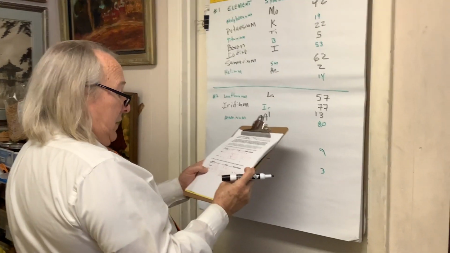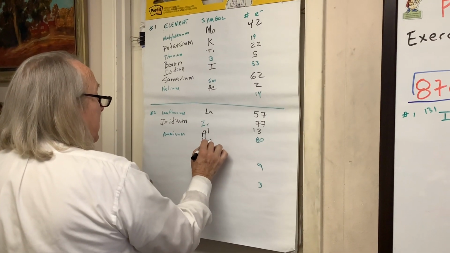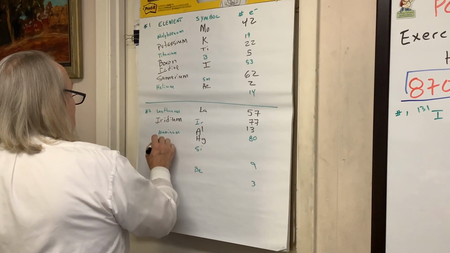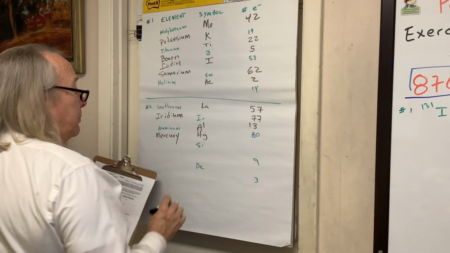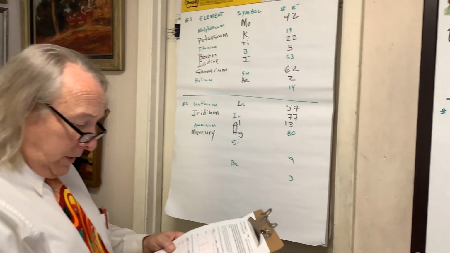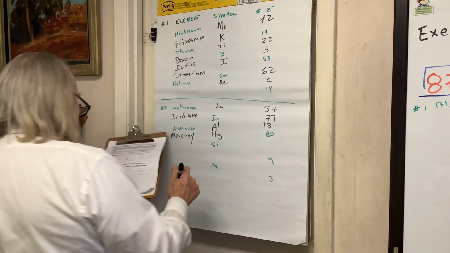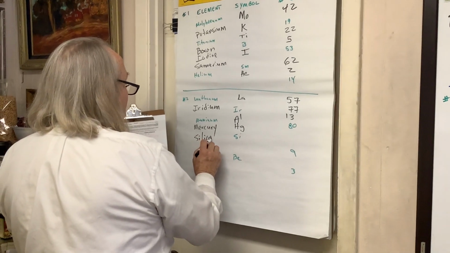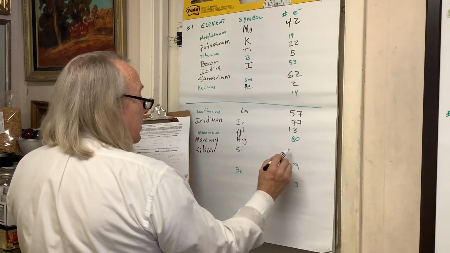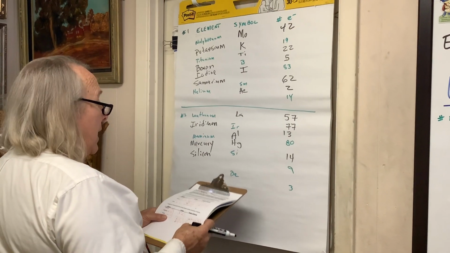What do I have next? Element 80, speaking of metals, is mercury, but it's abbreviated Hg. Mercury is one of two liquids in the periodic table, and the only liquid metal at room temperature. Silicon is Si, right there below carbon. It's element number 14, so it has 14 electrons.